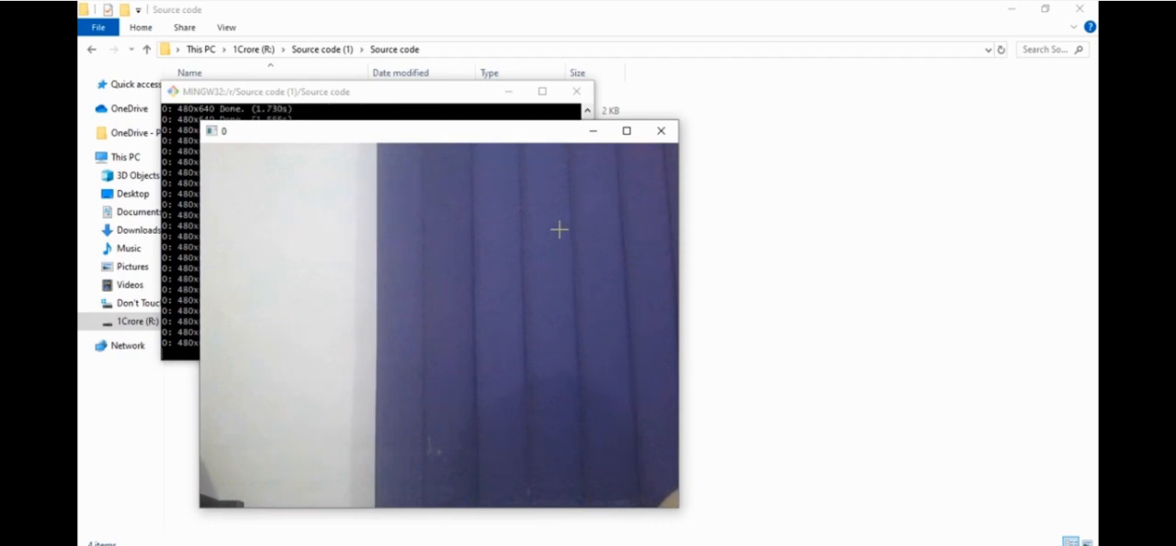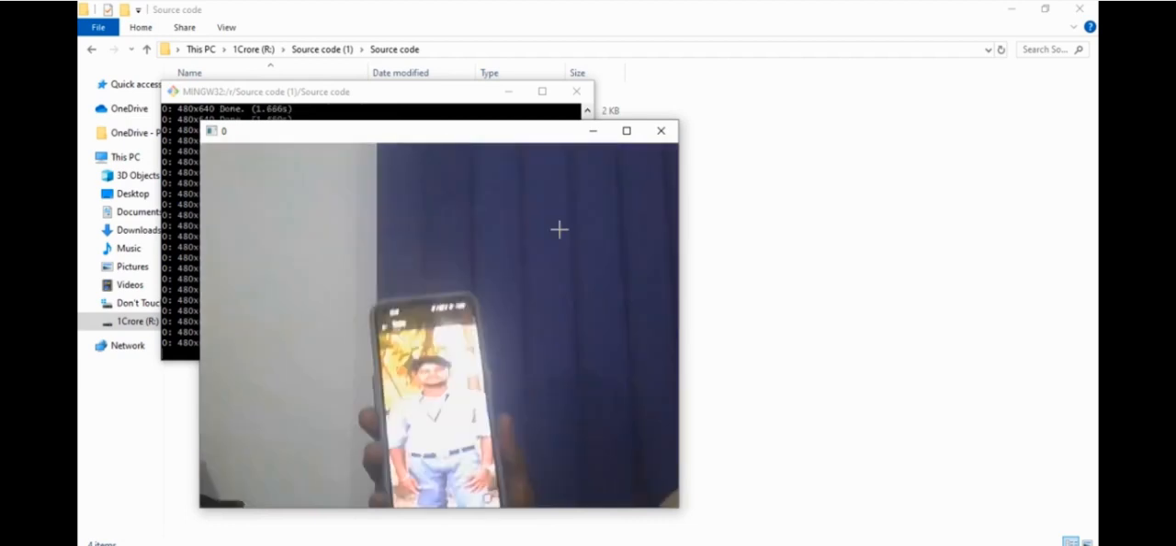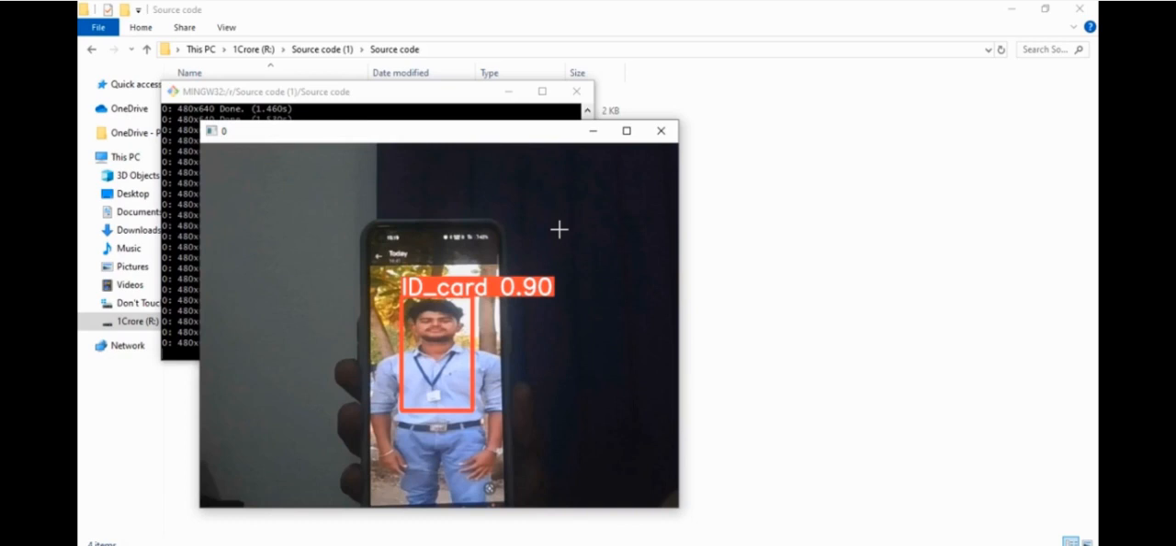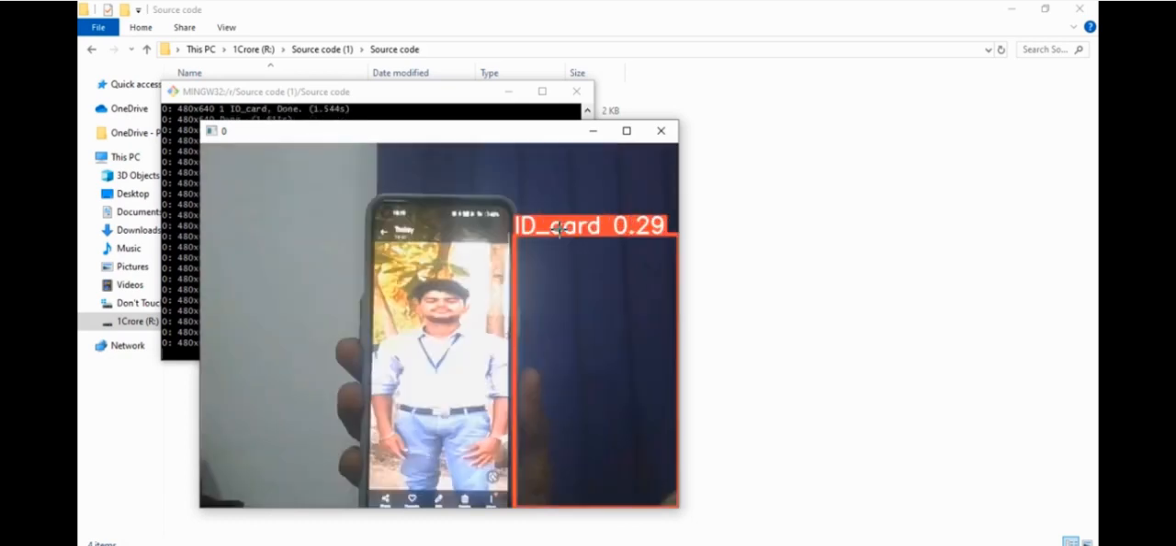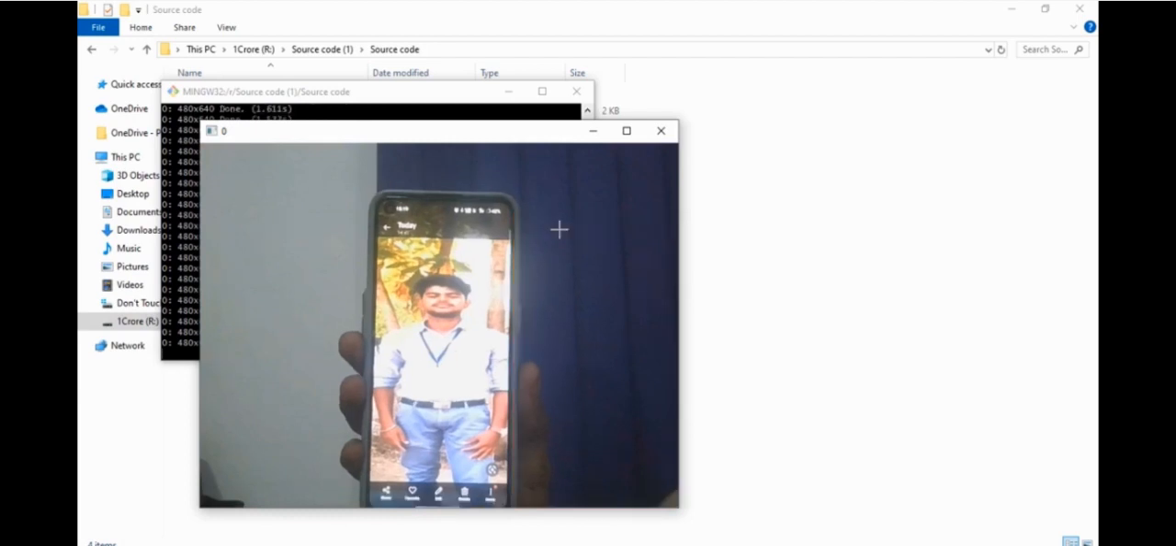And now I am showing another person's picture. In that picture, the person wears an ID card, so it shows the ID card on the boundary box.